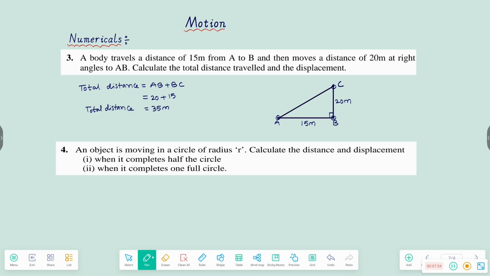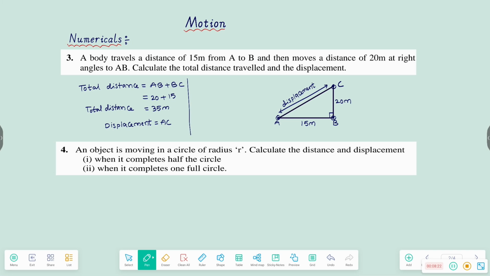Then what is the total displacement? A to C is displacement. This is the displacement. How do we get displacement? Now by using Pythagoras theorem, we know displacement is AC. We have to find AC.